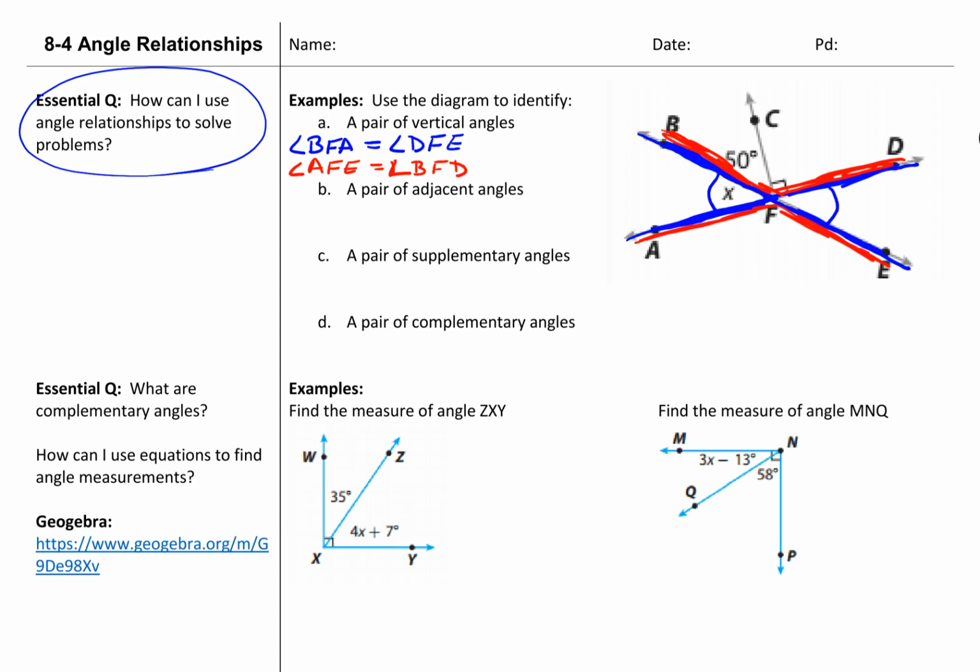We also want to look at part B, a pair of adjacent angles, and they're just any angles that are next to each other. You could choose anything here. I'm going to pick BFA, and actually I'll erase this so you can see it better. I'm going to pick BFA and AFE.